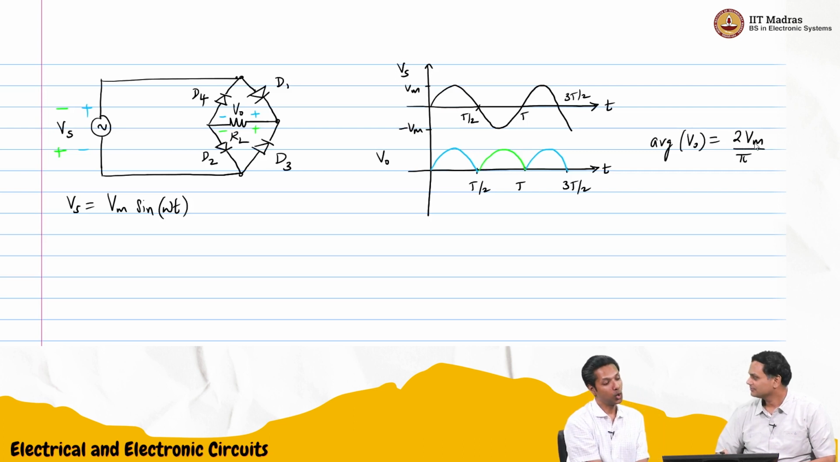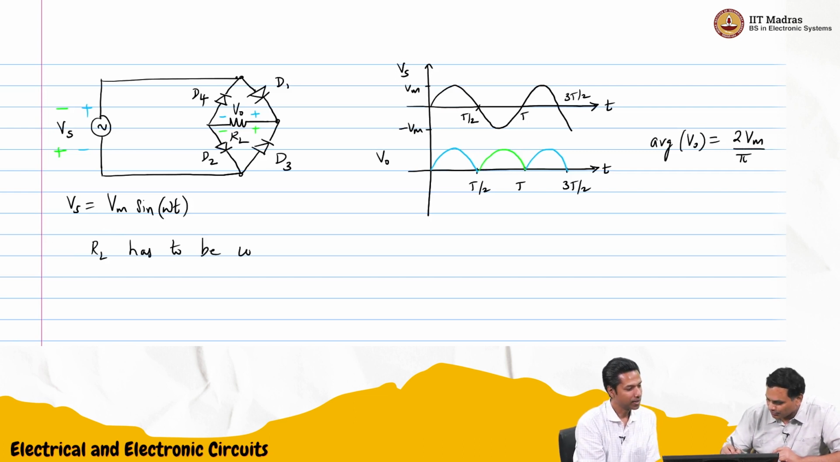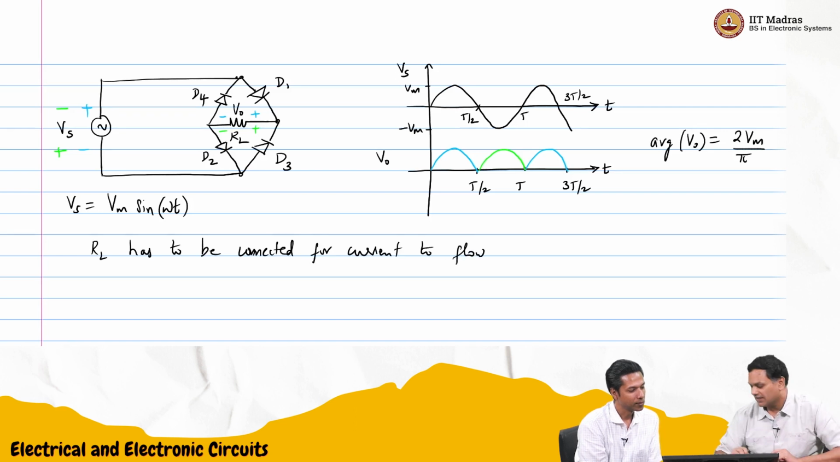Suppose the load is not there. If the load is not there, you won't get anything. So you have to connect something there, because otherwise there is no path for current to flow. So RL, I'll just make a note of that also. RL has to be connected.